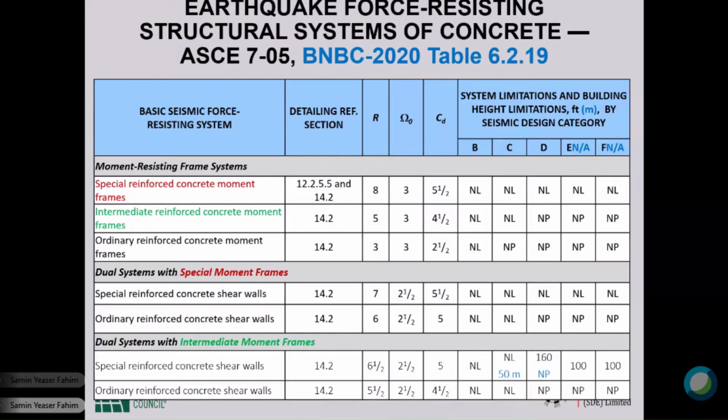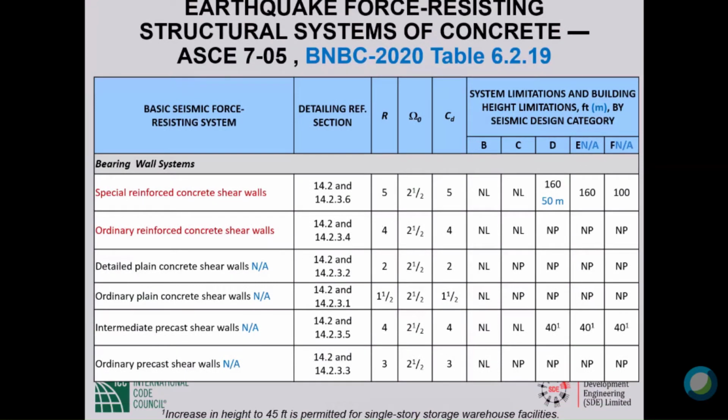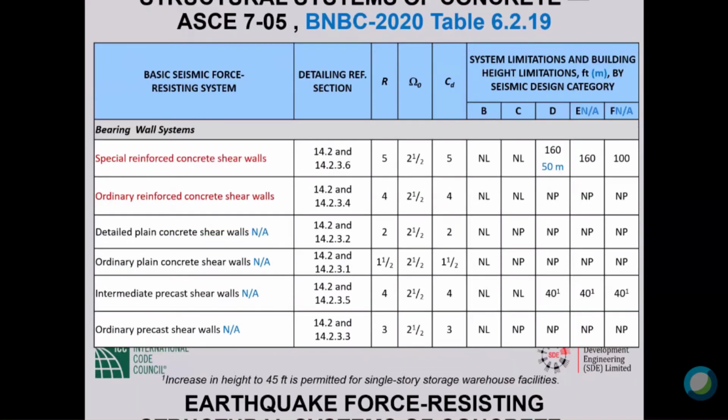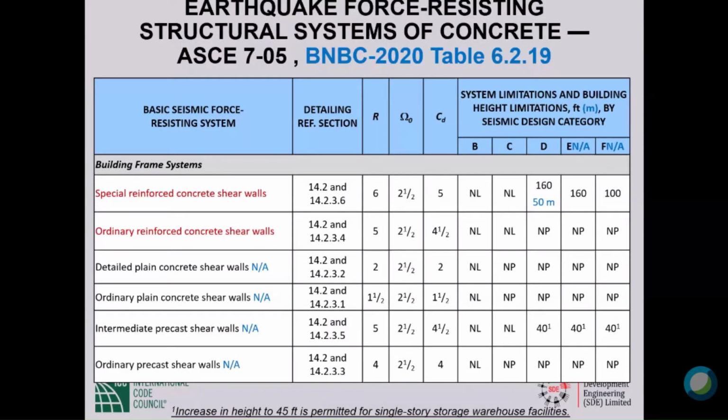Okay. I have listed the concrete systems: moment resisting frame system, dual system with special moment frames, dual system with intermediate moment frames, bearing wall system, and building frame system. Some of the systems listed in ASCE 7-05 are not in BNBC. But anyway, this table is for you to look at. I don't know that I will gain anything by spending time on it. Detailing requirements are given in ACI 318 chapter 14. That column doesn't apply to you.